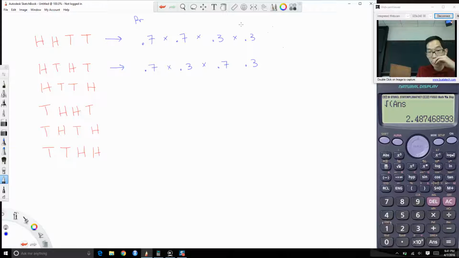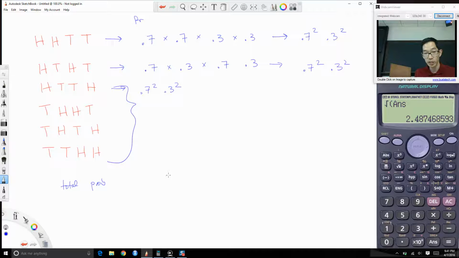Now, if I look, I can just say this is 0.7 squared times 0.3 squared, right? And if I just rearrange terms, this is also 0.7 squared times 0.3 squared. And all of these will be 0.7 squared times 0.3 squared, because if we look, they all have 2 heads and they all have 2 tails. They all have 0.7 squared and 0.3 squared. So the total probability will be 0.7 squared times 0.3 squared.